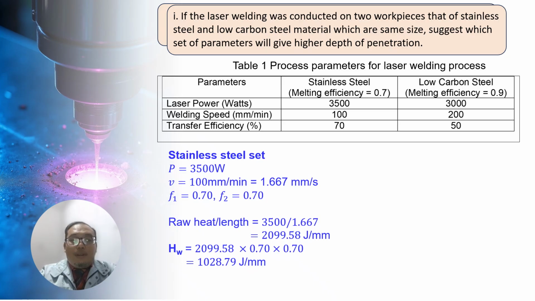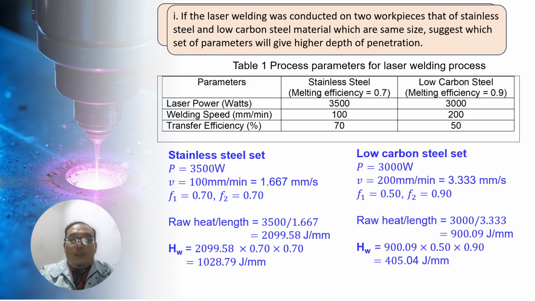The net heat available is 2099.58 times 0.7 times 0.7, and the available heat is 1028.79 joule per mm. We continue the calculation for low carbon steel, where the P given is 3000 watt. The velocity, or the speed, is 200 mm per minute. When we convert to mm per second, we get 3.333 mm per second. The F1 transfer efficiency in the table is 50%, which is 0.5, and F2, the melting efficiency, is 0.9.